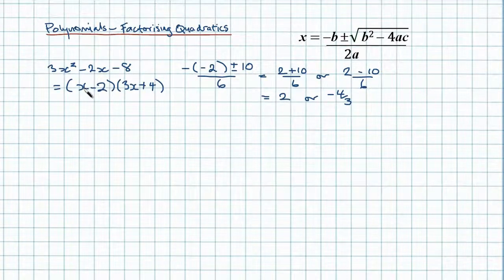So x times 3x, 3x squared. Okay, x times 4 is 4x. Minus 6x is going to give us our minus 2x, and then minus 2 times 4 gives us our minus 8. So this is correct. It works.